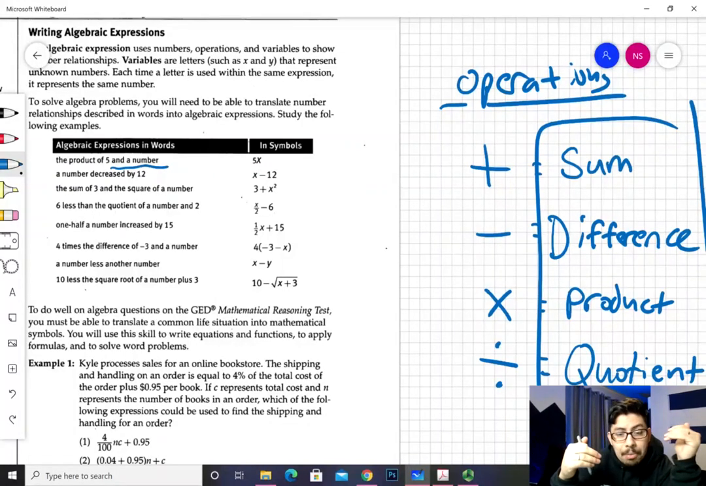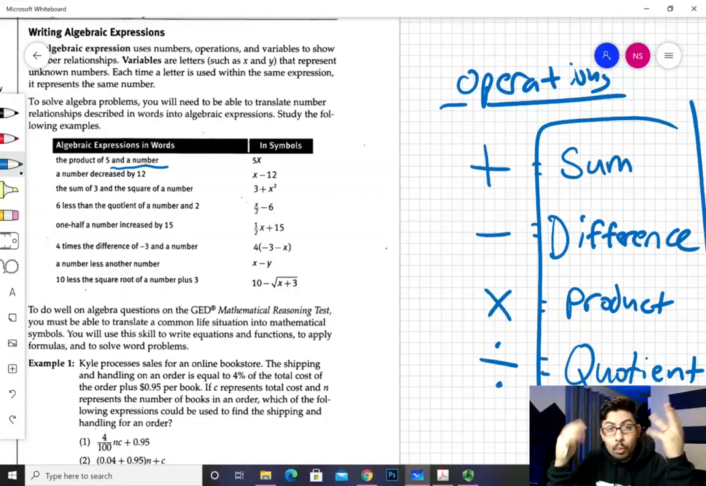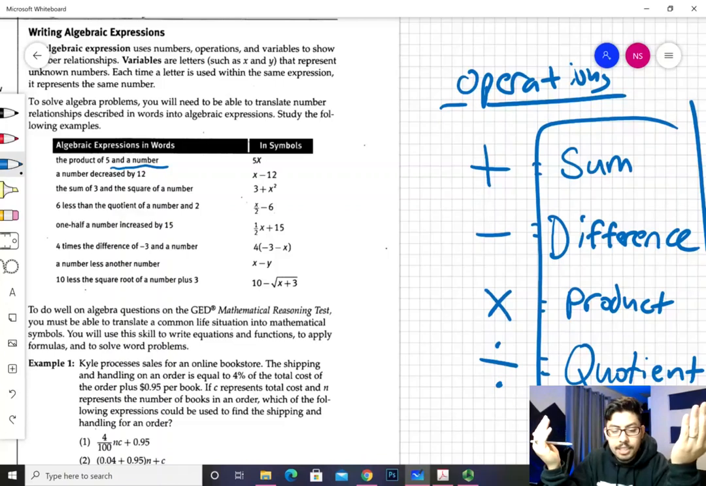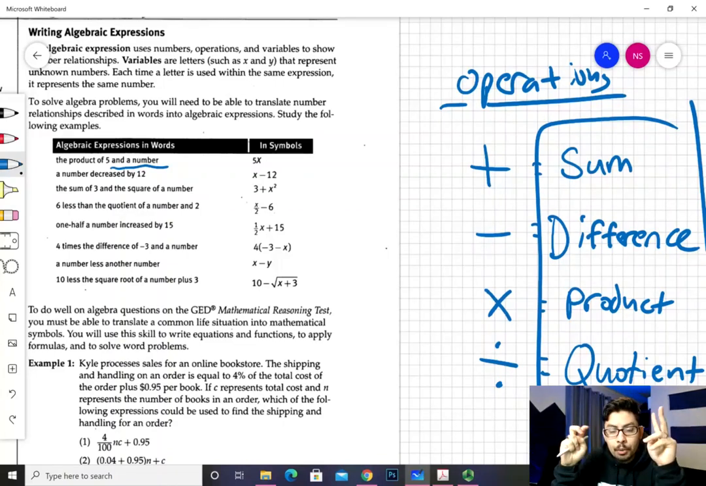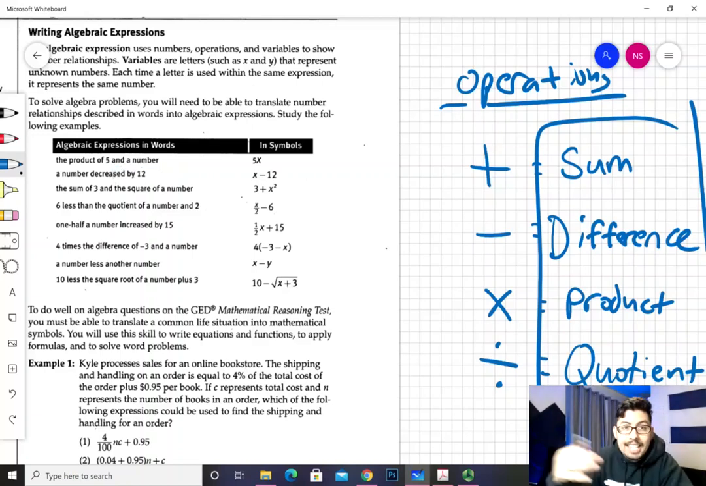So the product of 5 and a number. Whenever you see a number, that just means an unknown number. We don't know. So in math, the famous one that they like to give is X for an unknown number. It technically could be a question mark. It could be a B, C. It doesn't matter what the letter is, because it's just an unknown number. That's what a variable is. But the majority of the time, you're going to see X as that unknown number.